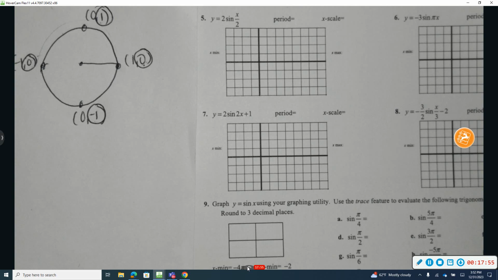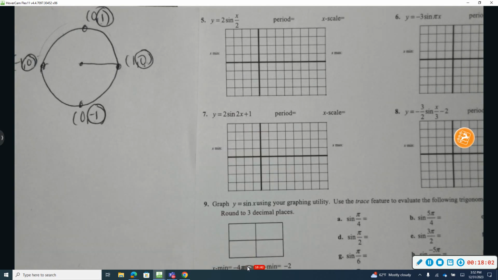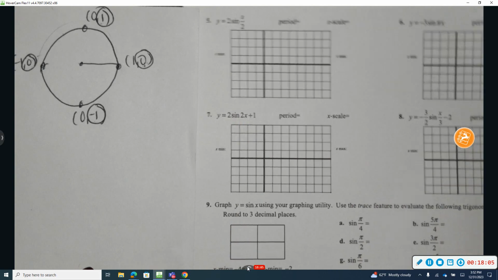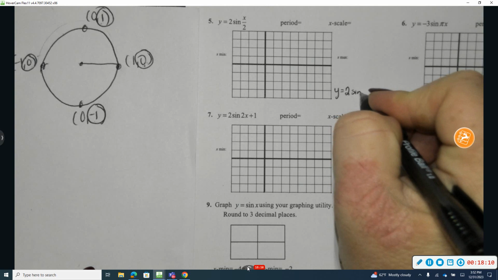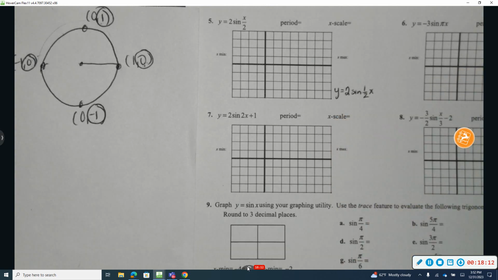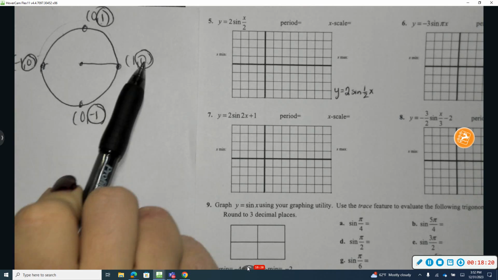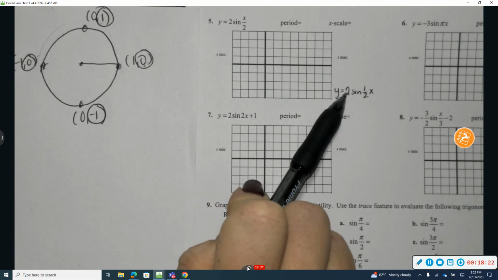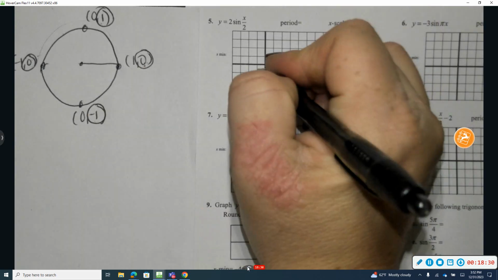Number 5 is going to incorporate what we learned from problems 1, 2, and 3 when we have a value outside and when we have a number in front of the x. I'm going to rewrite this just as a reminder. This is the same as y equals 2 times the sine of 1/2 x, just written in a different way. All right, so let's get started here. I can see that I still have circled my signs, so I'm starting at 0. And 2, the number outside, is going to impact the amplitude. So 2 times 0 is still 0.